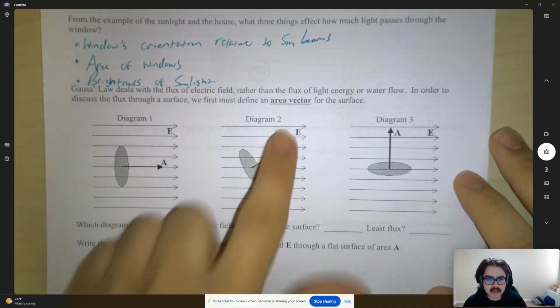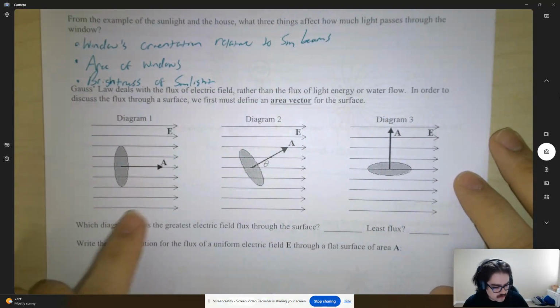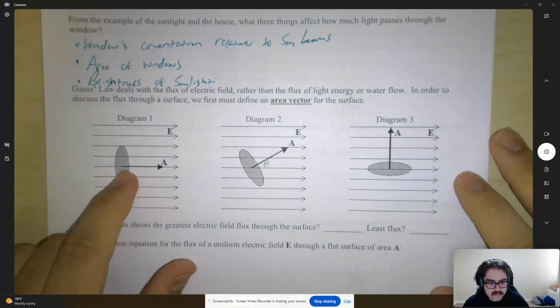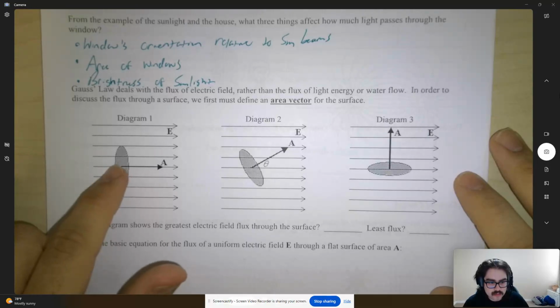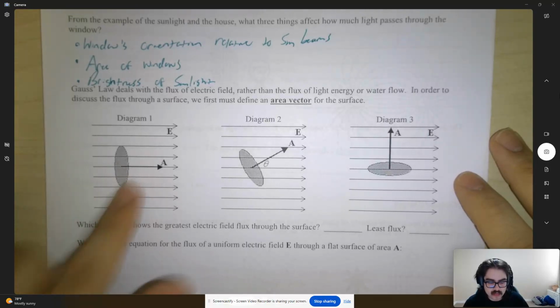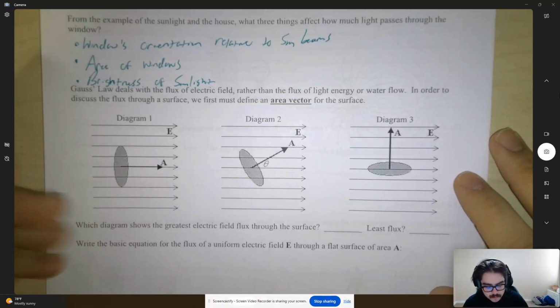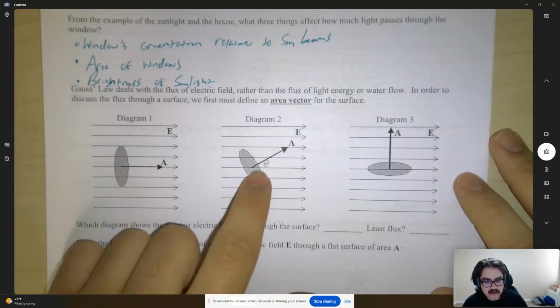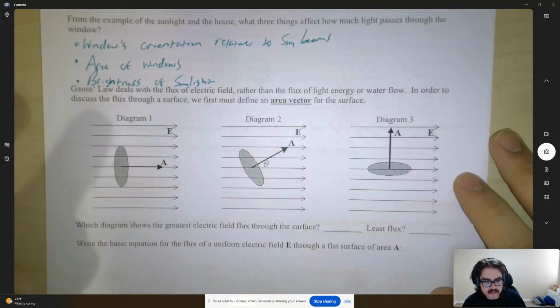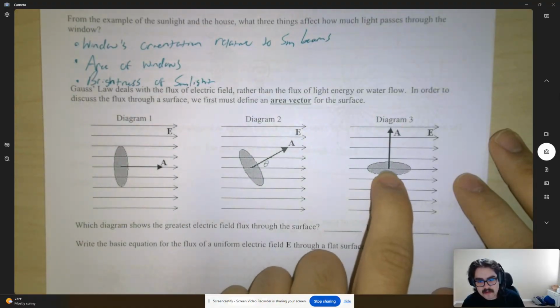We have to define something called an area vector. Okay, area vector is a vector that points perpendicular to the surface. Okay, the area, right? So it points perpendicular to the surface and it points out. So we've got our area vector right here. Our area vector is at an angle now because we've tilted the shape, and then now it's going straight up.